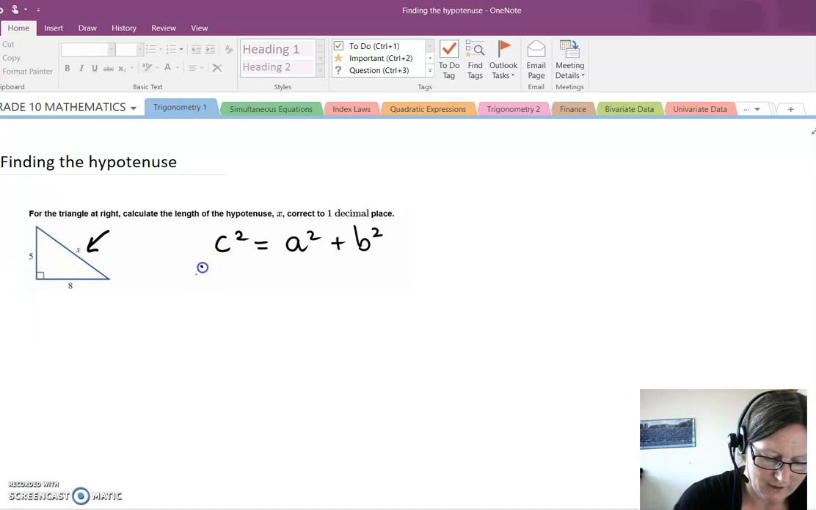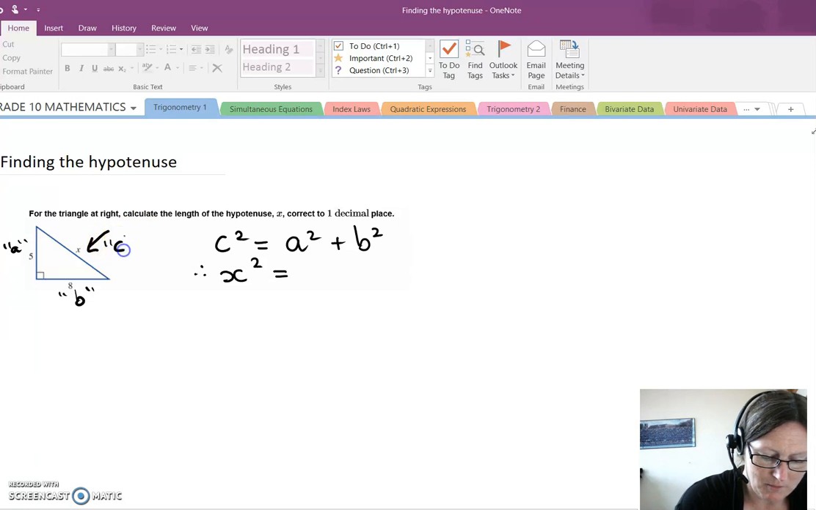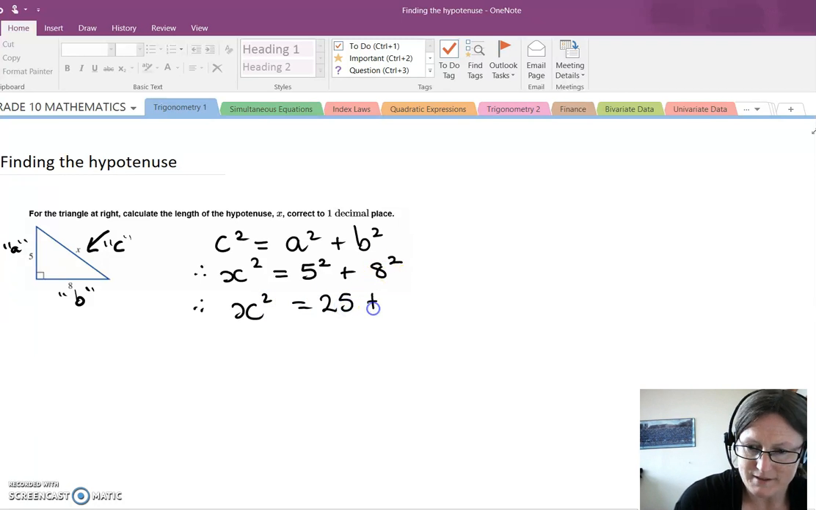Now we substitute in. C is x, so we write x squared. This side here is a. Let's call this side here b. Strictly speaking, it doesn't matter which is a or b, but the hypotenuse must be the c. So x squared is equal to a, which is 5, so 5 squared, plus b, which is 8, so 8 squared. X squared is equal to 25 because 5 squared is 25, plus 64 because 8 squared is 64. Adding 25 and 64 together, x squared gives us 89.